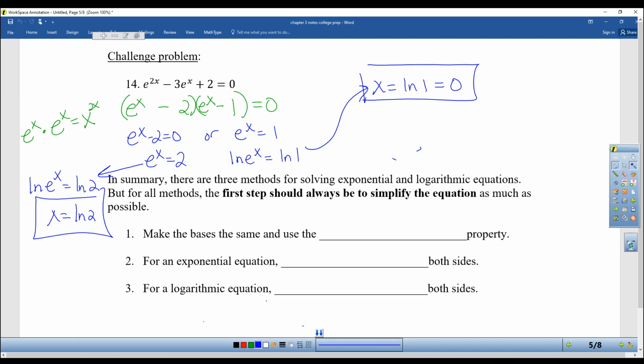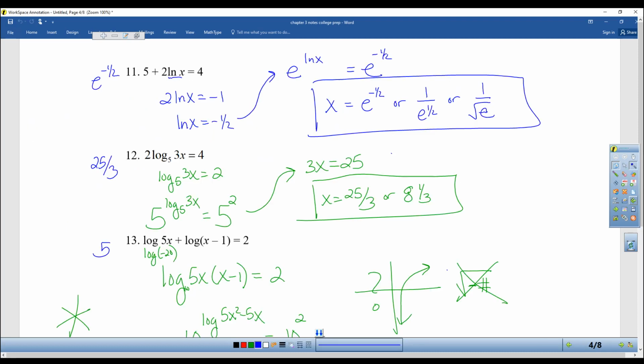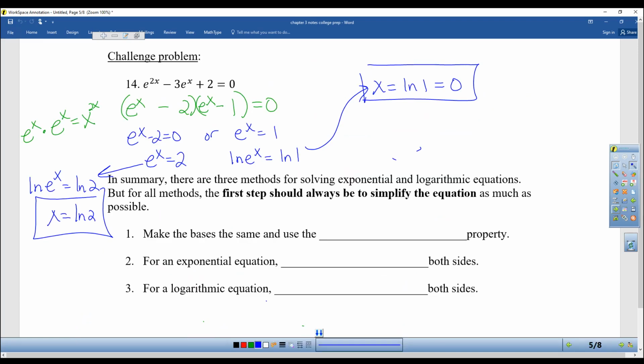In summary, there are 3 methods for solving exponential and logarithmic equations. But for all methods, the first step should always be to simplify the equation as much as possible. Meaning, remember, we subtracted 5, we divided by 2, or we condensed. So condense logs if needed. I mean, that step's not always there.